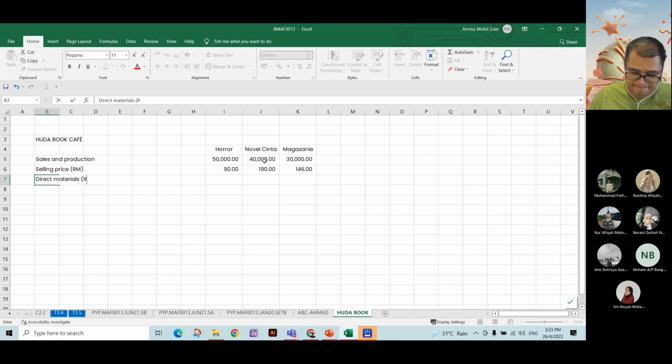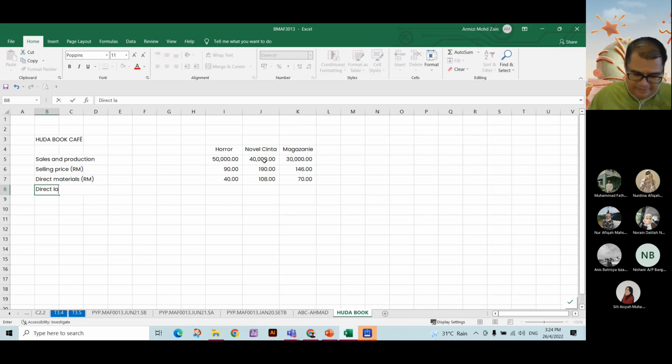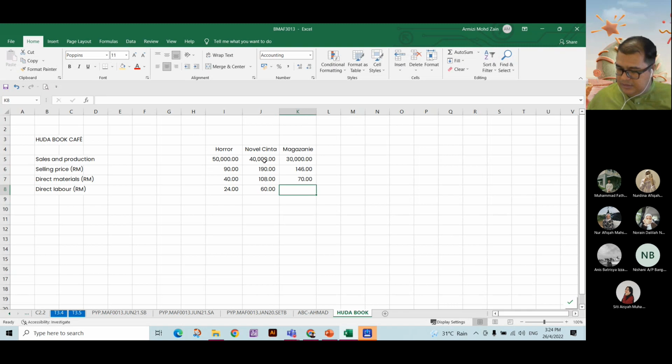Direct material in RM. Untuk horror direct material RM40, RM108.70. Okay. And then dia kata kat sini ada additional info. Direct labor also in RM 24.50.